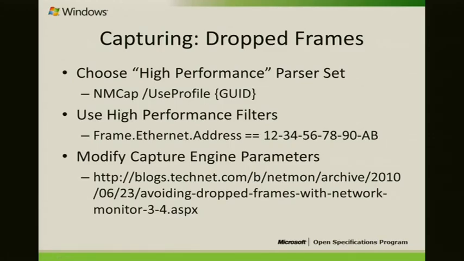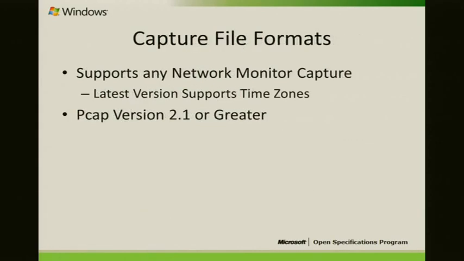So, drop frames. There are some things to mitigate this, and I won't go into too much detail, but we have something called high-performance parser set and high-performance filtering. If you find yourself in a situation where you can't keep up, these are things to look for, and here is a specific blog that talks about this. I don't think this would be a big issue for you guys since it's usually a controlled environment, but maybe you're testing on a 10 gig network and doing a high-speed transfer or something.